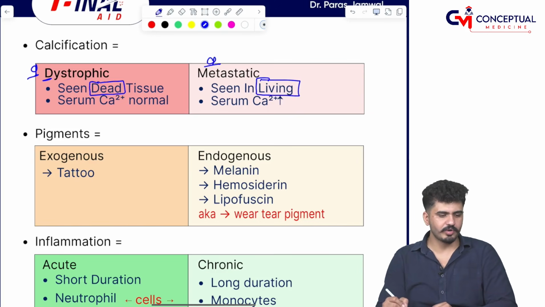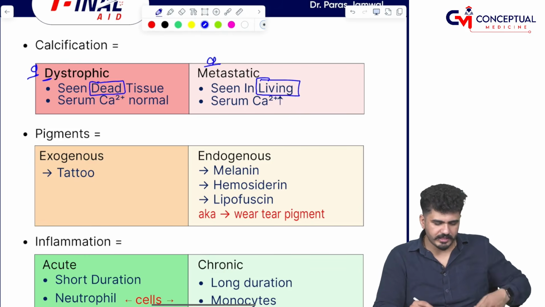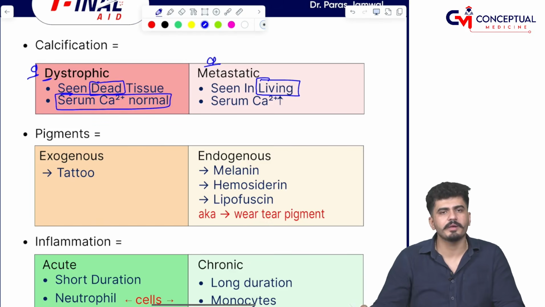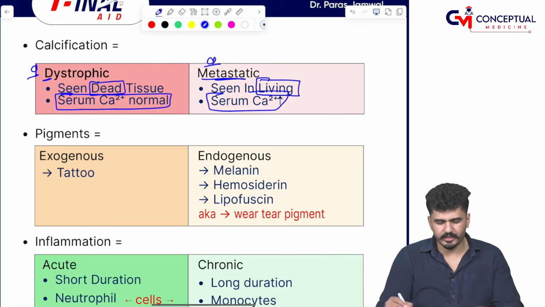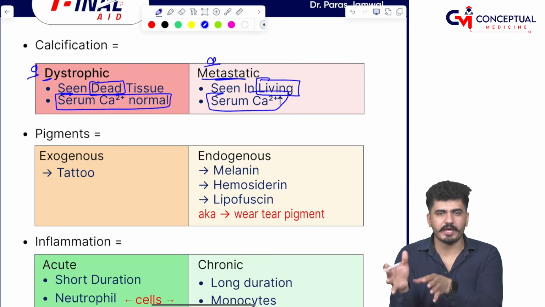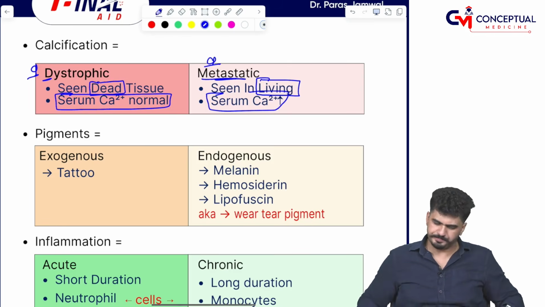And once the question was asked, my dear friend, in dystrophic calcification, the serum calcium levels are normal. What will happen in the dead tissue anyway? Normal. In metastatic, serum calcium levels are high. This is how we will differentiate between dystrophic and metastatic calcification.